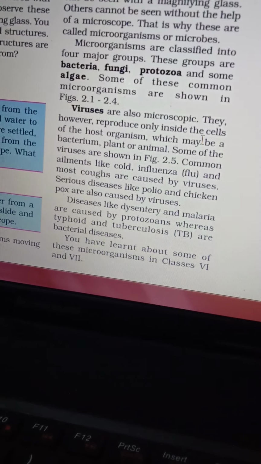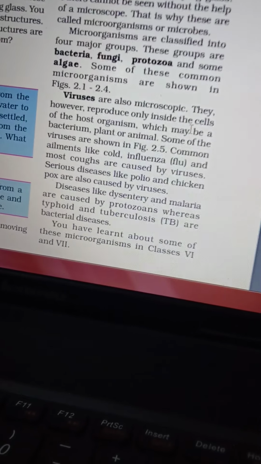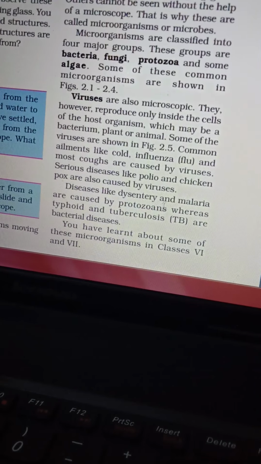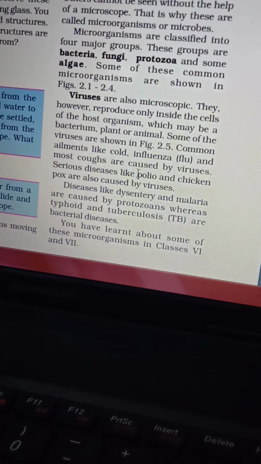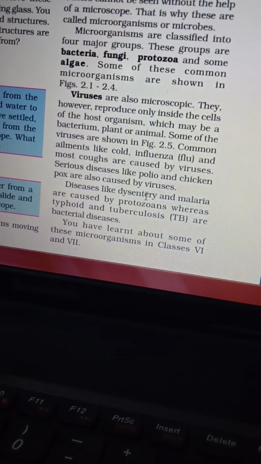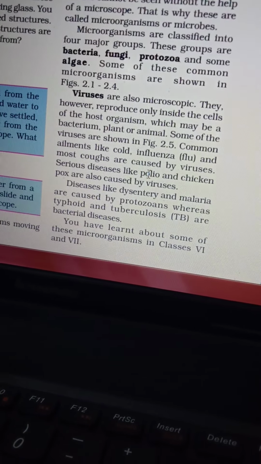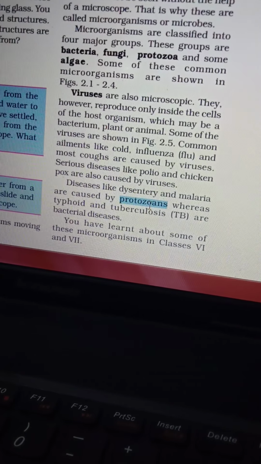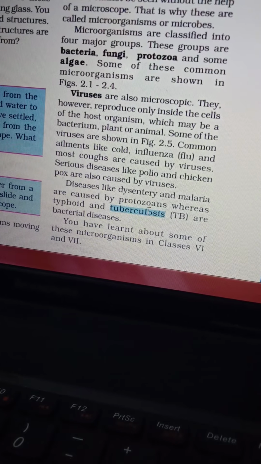And some of the viruses cause ailments like cold and influenza. That is nothing but viral fever, and mostly coughs are caused by viruses. And some of the viruses even cause polio and chickenpox. And diseases like dysentery and malaria are caused by protozoans, whereas typhoid and tuberculosis are all bacterial diseases.